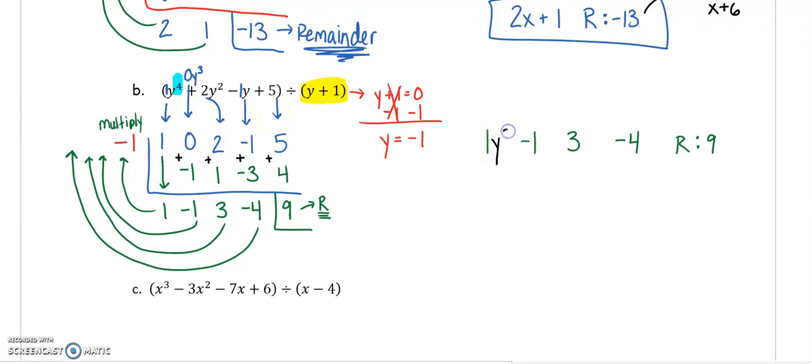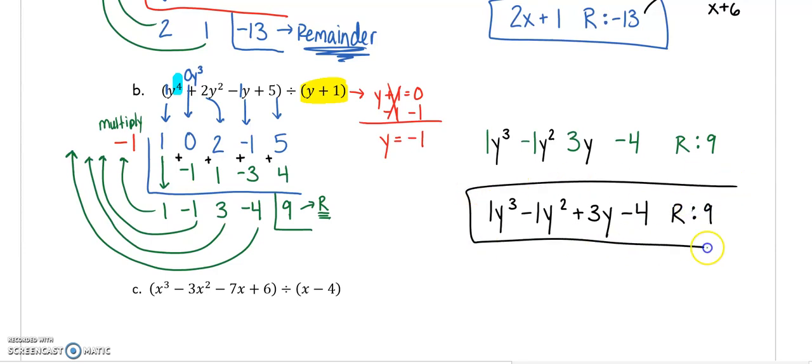So the first term here is going to be a y to the 3rd. Then we go down to y squared, then just y, and then no y. So my final answer here is 1 y to the 3rd minus 1 y squared plus 3y minus 4, and my remainder is +9. And there's my answer.